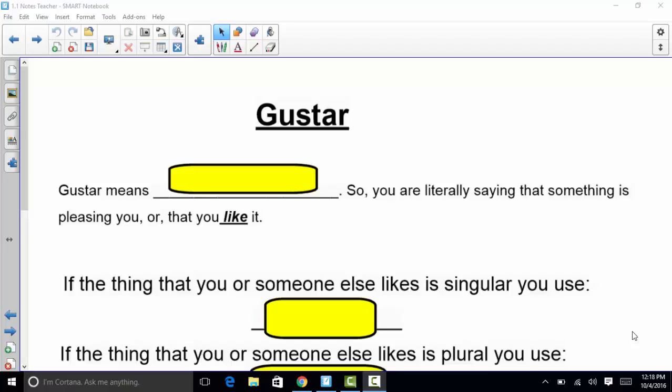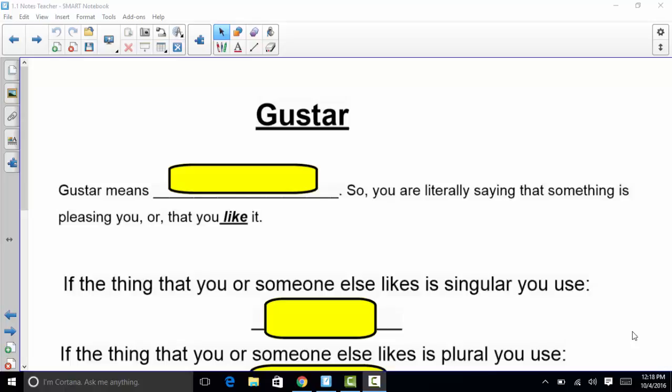Hola clase. Hoy vamos a continuar con el paquete verde, with the green packet. And we're going to start with your gustar notes. So we're going to be taking some notes on gustar today.